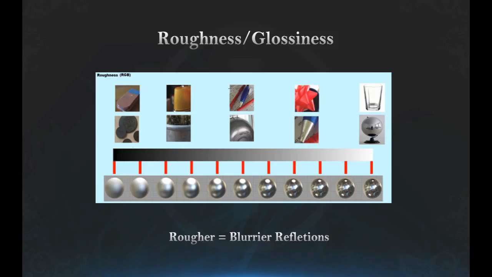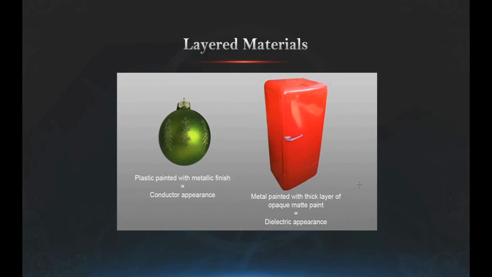And authoring it is pretty straightforward. Just look at this reference image or just trust your gut, and most of the time you'll get it right. Also, plastic painted with shiny metal stuff will just have metallic optical properties, whereas metals painted with something dielectric will have a dielectric appearance.